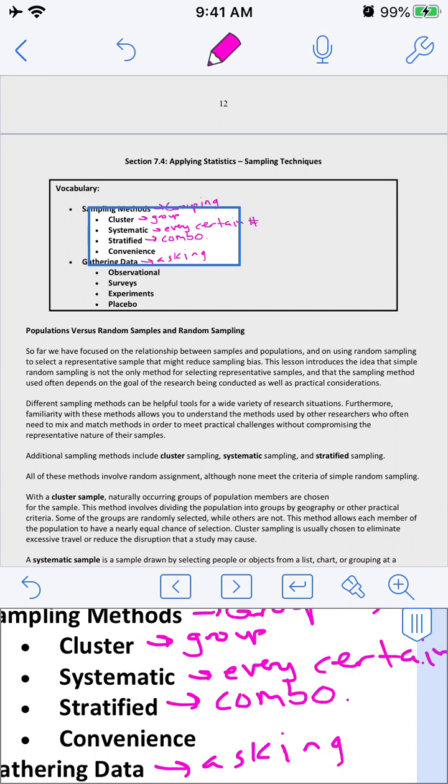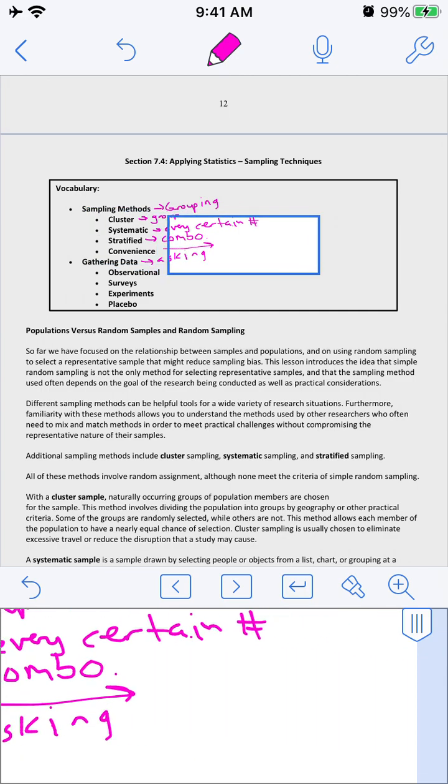Convenience couples a lot with some of these. Convenience is just as it sounds, it's convenient to you. So think everyone in my first period. That would be a good cluster. Everyone at my school would be a cluster. Every fifth person in my homeroom or my clubs. If I wanted to make a statement about clubs, I would say, let me go ask my club. Convenience can be tricky to get accurate data depending on whether you're skewing or not. Like if you ask only your club, are you getting really general information or just something about your club?